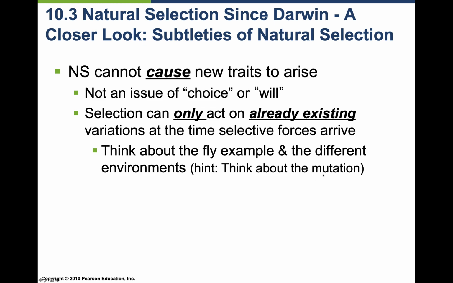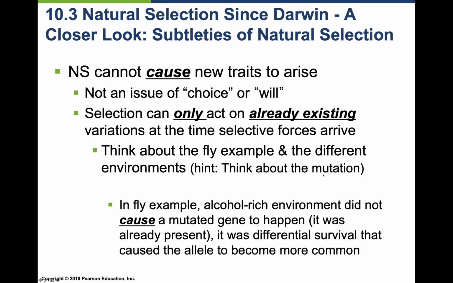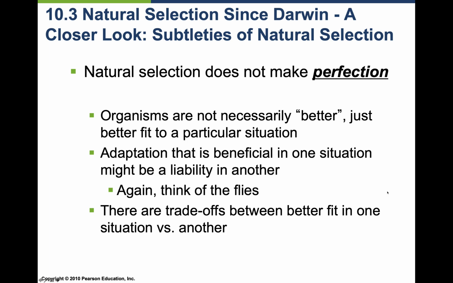So we talked about the fly example. We talked about this, right? That the alcohol-rich environment did not cause a mutated gene to happen. It was differential survival that caused the gene or the allele to become more common. So natural selection does not make perfection.